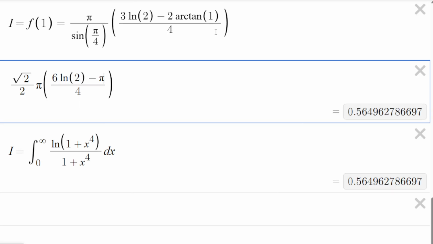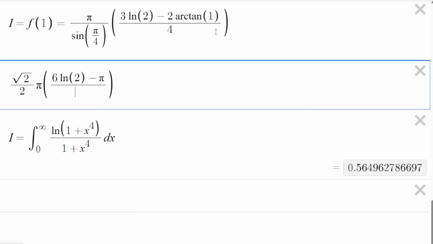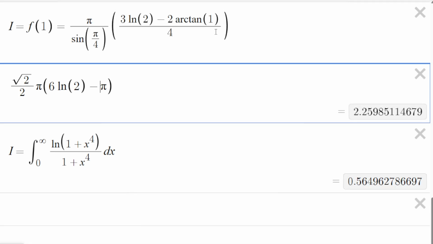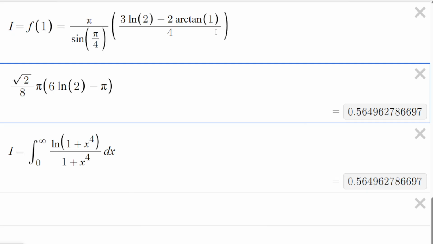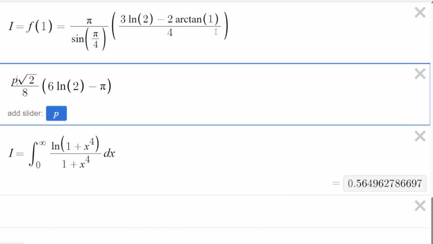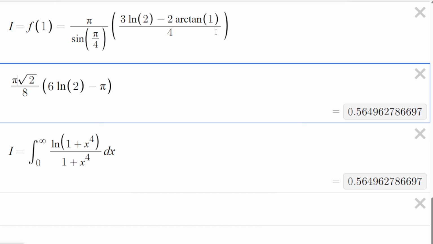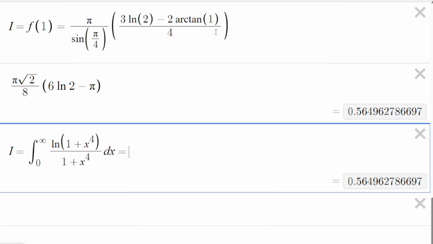Let's see. And then let's bring this outside to make this an 8. So we have square root of 2 over 8. Let's put this pi out here just to make it nice and clean. Pi square root of 2 over 8 times quantity 6 natural log 2 minus pi. We'll even get rid of those parentheses just to make it nice and clean.